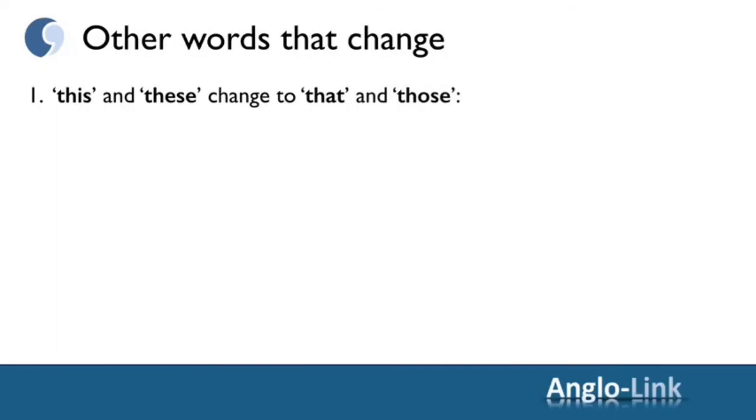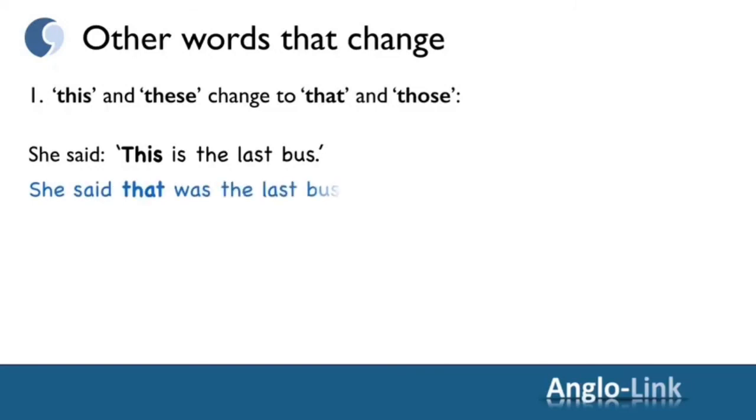Now, other words that we have to be careful about also are this and these. Okay, demonstratives. They change to that and those. So in the example, "This is the last bus." What do we say? She said that was the last bus.